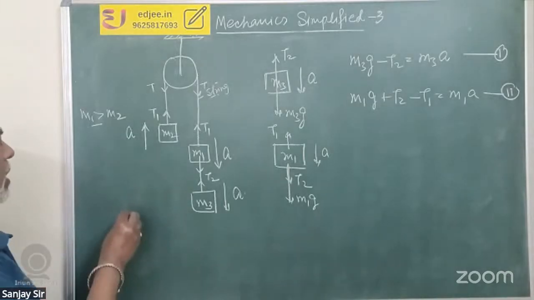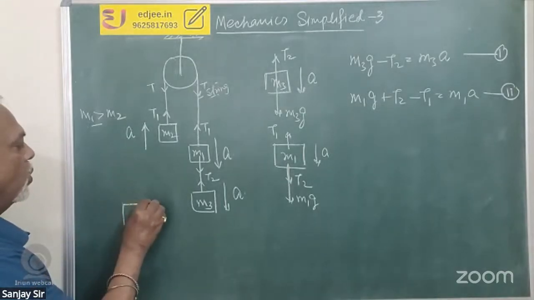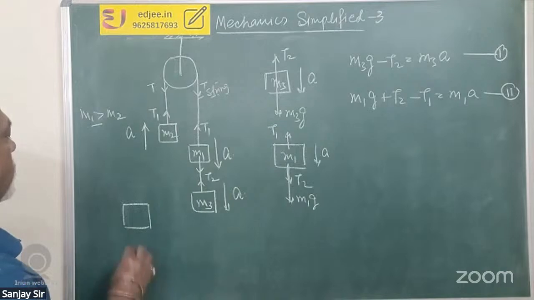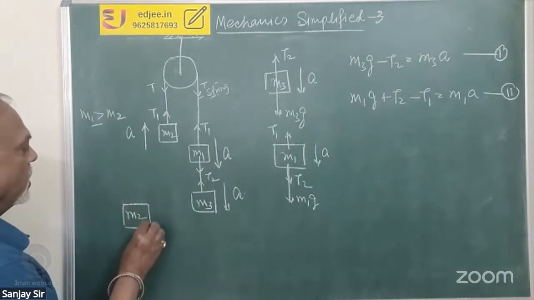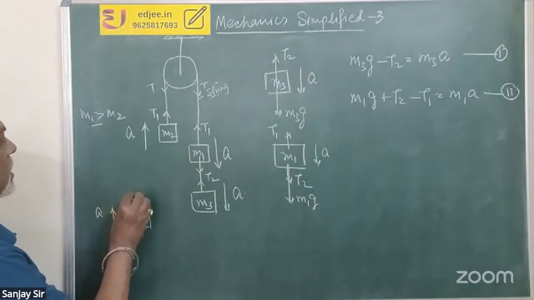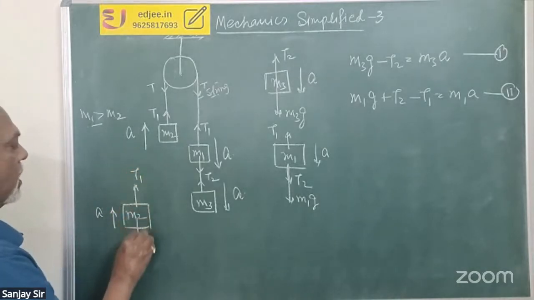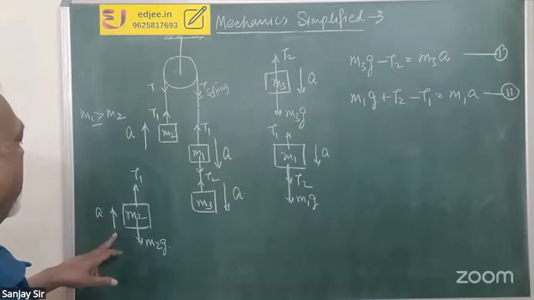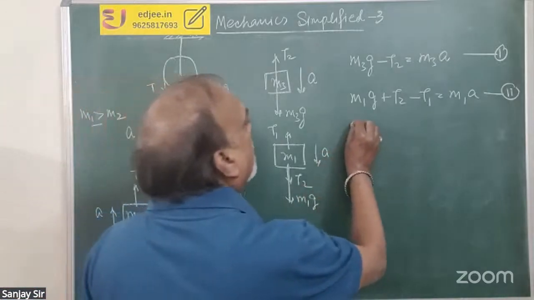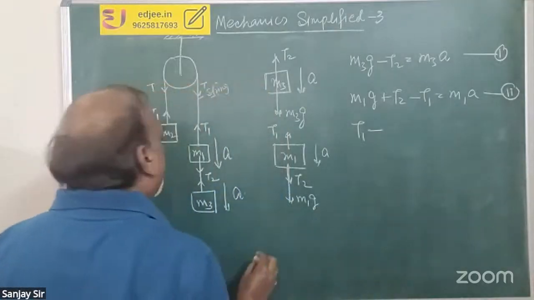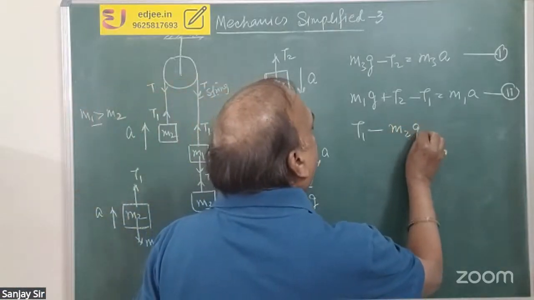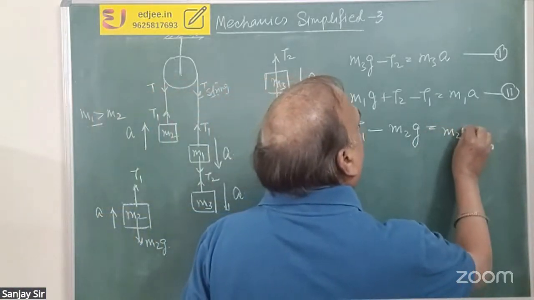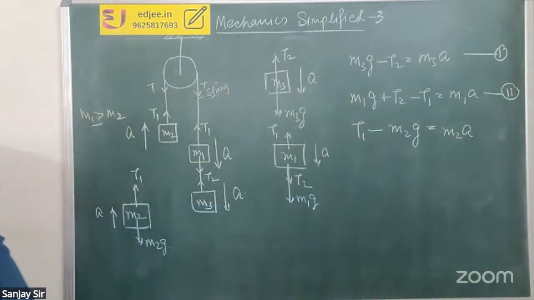Then we can have, because we have two variables, M2. M2 is basically moving upwards. This is your T1 and this is your M2G. So here, if you see, T1 minus M2G must be equal to M2A. Correct?